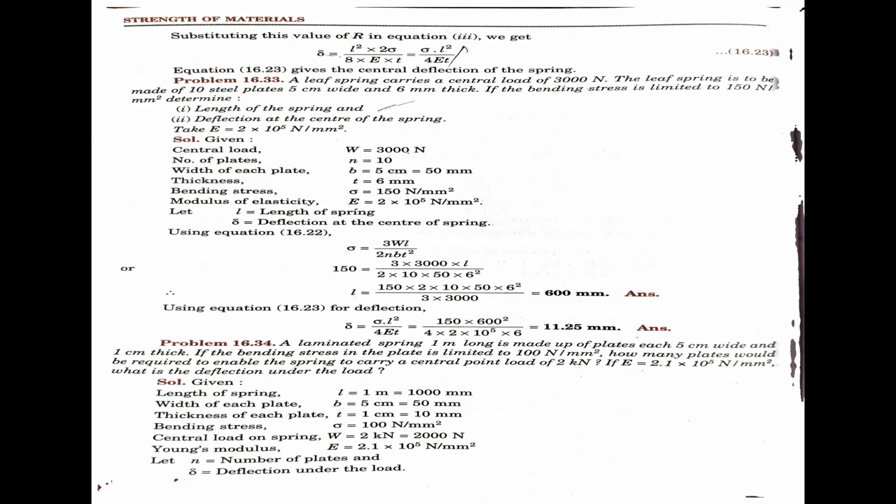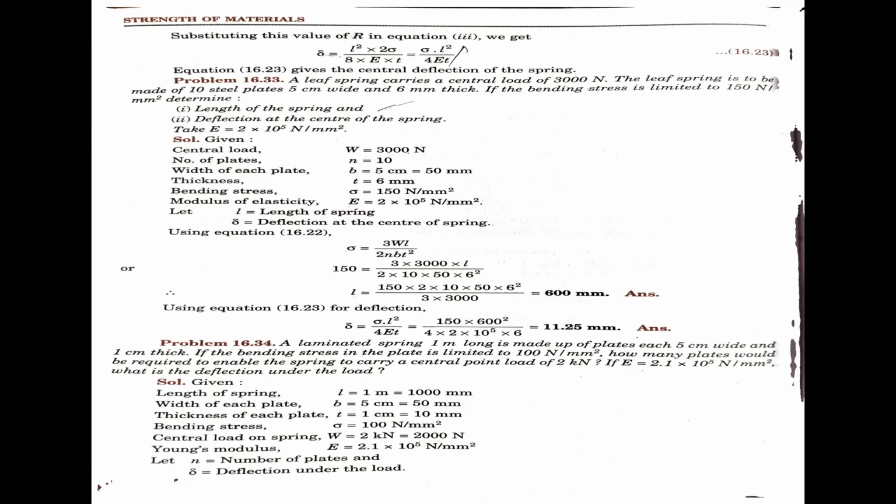Bending stress is given, sigma equal to 100 Newton per mm square. Center load on spring W is given as 2 kilonewtons. Convert to newtons: 2 into 1000, 2000 newtons. Young's modulus is given, capital E equal to 2.1 into 10 to the power of 5 Newton per mm square. Let n equal to number of plates, and delta equal to deflection under the load. These are the two parameters to be calculated in this problem.